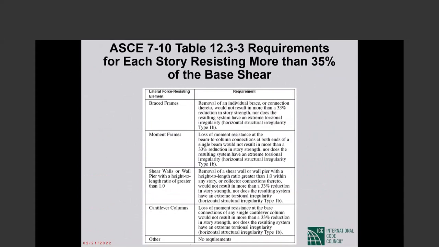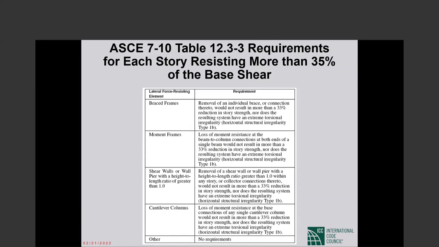So when we say you remove a member from the seismic force resisting system, what are these members? If you have a brace frame system, what you remove is a single brace. If you have a moment frame system, removal of a member would mean loss of moment resistance at the beam to column connections at both ends of a single beam. So you insert hinges at each end of a beam. These are not plastic hinges, these are hinges, zero moment. So that would be removal of a member when you have a moment frame system as your seismic force resisting system.